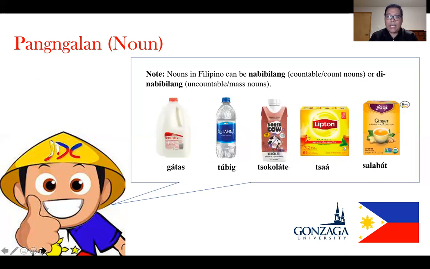For the liquids, we have, of course, milk is gatas, gatas. Water, tubig, tubig. Chocolate, regardless if it's a liquid or a drink or not, it's always called chocolate. For tea, we say chaa. And for specific ginger tea, we say salabat, salabat.